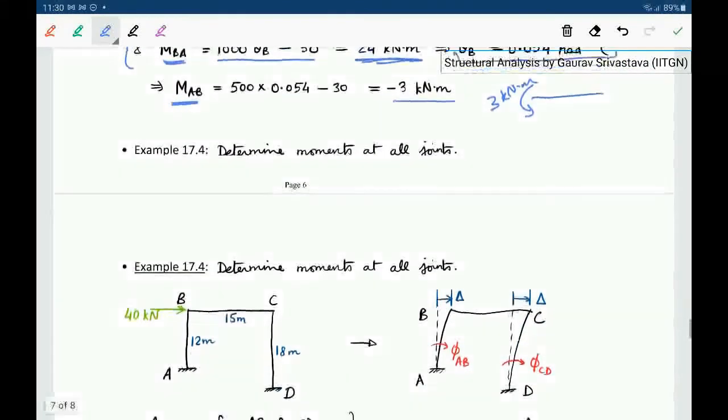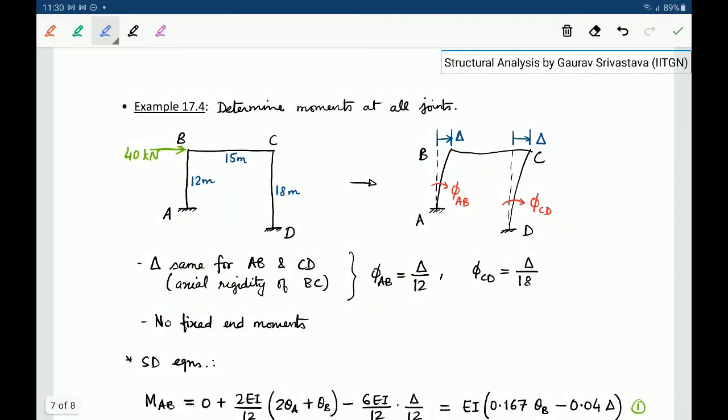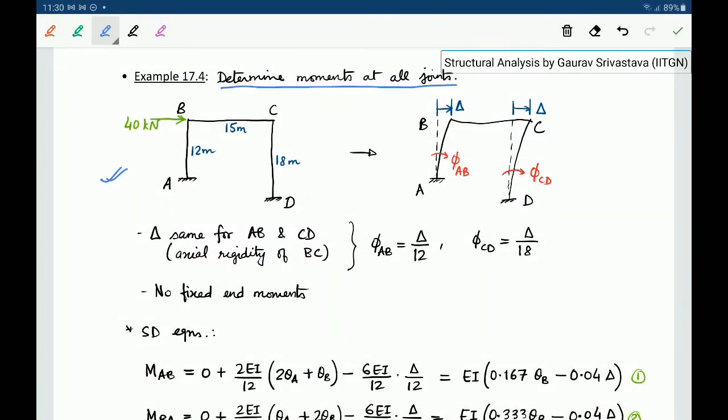Let's look at one more example of a frame with a sway. Let's say this is the given frame where we have to determine the moments at all the joints. One thing we will assume here is that at the top this delta is the same for both the members AB and CD, and this assumption is valid as long as we are considering the beam BC to be actually rigid, which means there is no shortening or increasing of the length of BC. As long as that is the case, this is called the story level deformation.